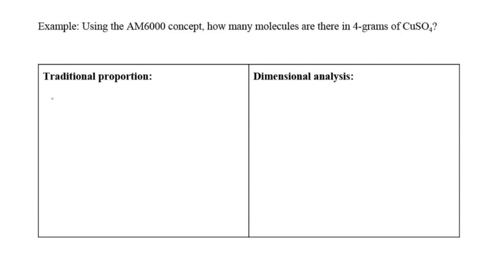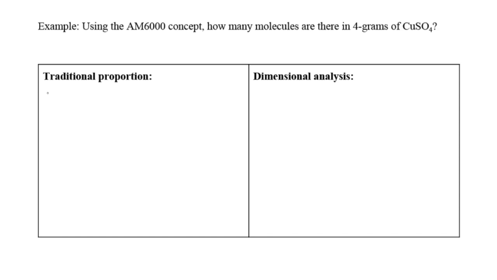In this video, I will introduce a new way of performing a calculation called dimensional analysis. This is a technique often used by chemists to convert numbers that have one unit into numbers with another unit. To show you how this works, we will do an example using the AM6000 concept.